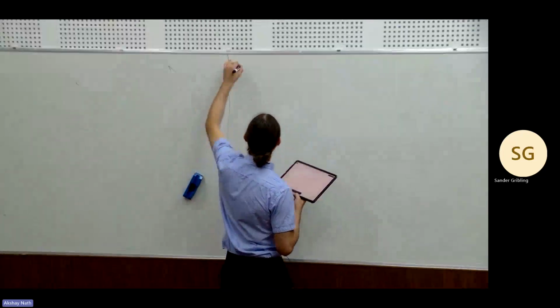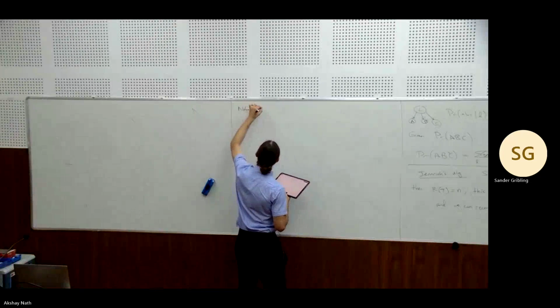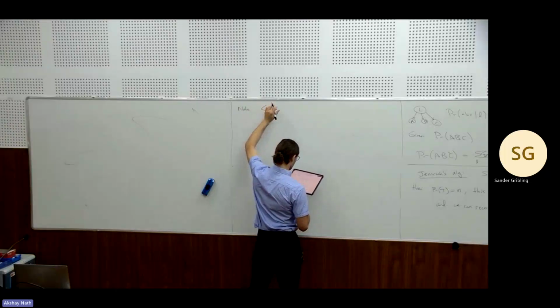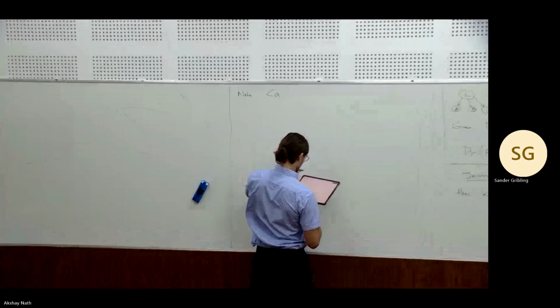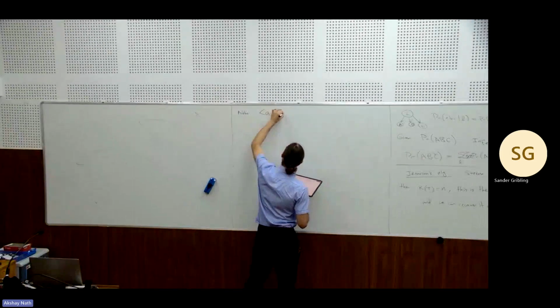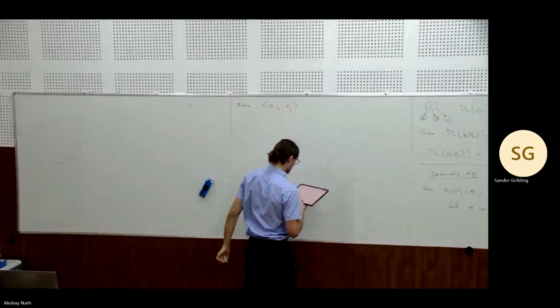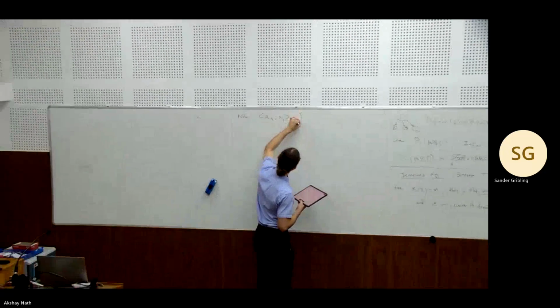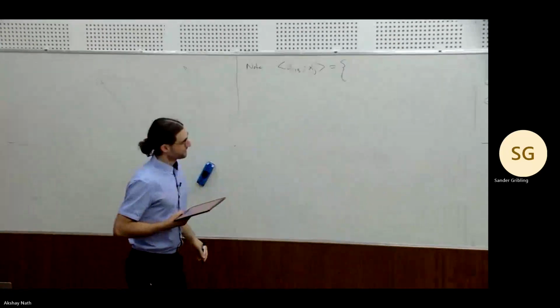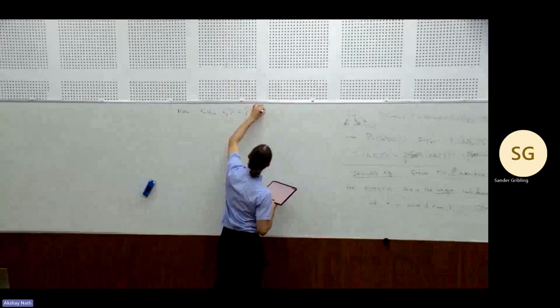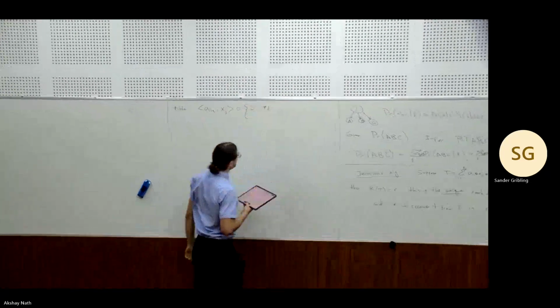Okay, so note that if you take A_i3 times x_j, I'll write down what you get. You get 0 if i is not equal to j.